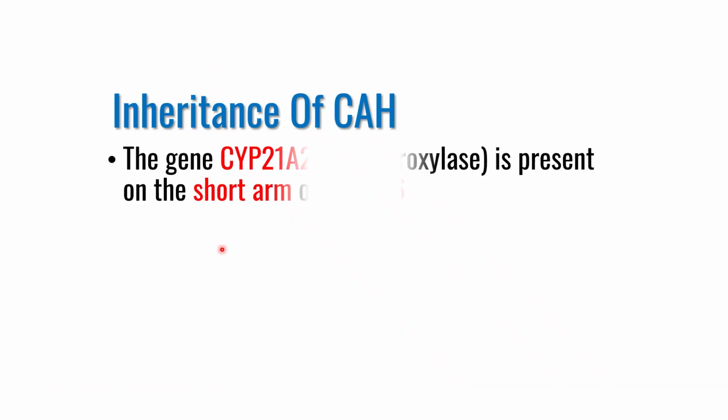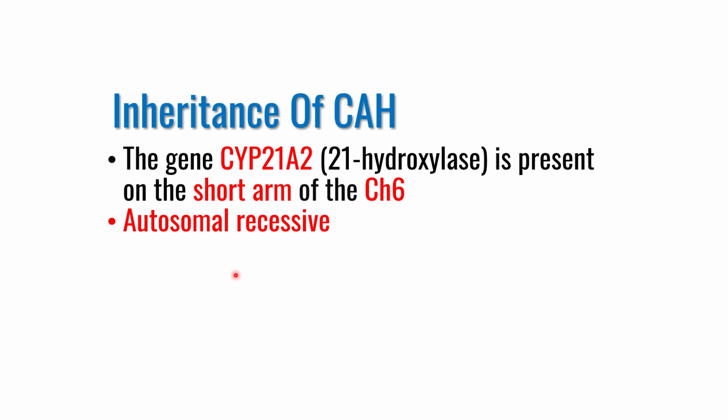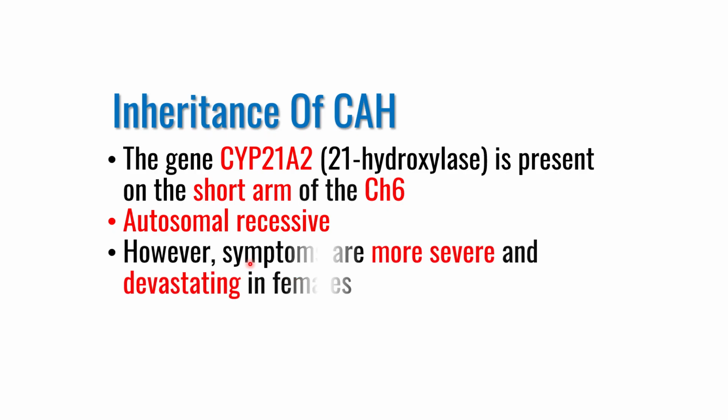Inheritance of CAH. The gene CYP21A2 encoding the 21-hydroxylase enzyme is present on the short arm of chromosome 6. This is an autosomal recessive condition which affects both male and female children. However, the symptoms are more severe and devastating in the female child, leading to mutilation of the appearance of external genitalia.